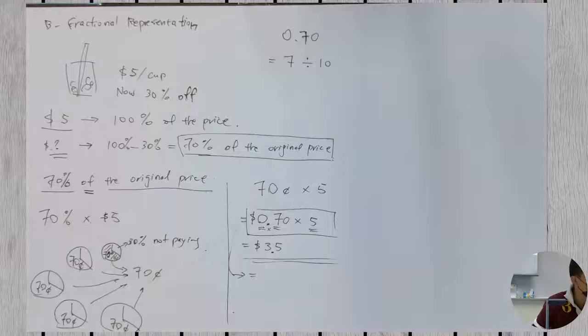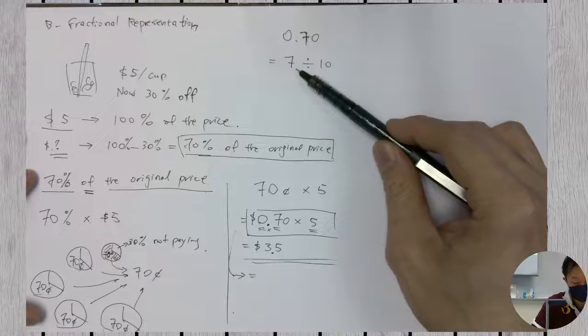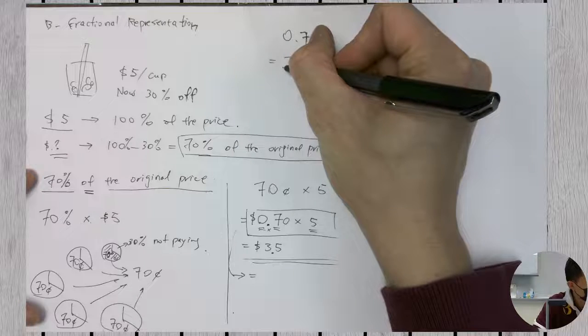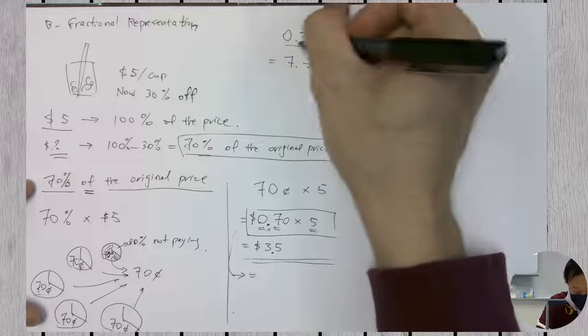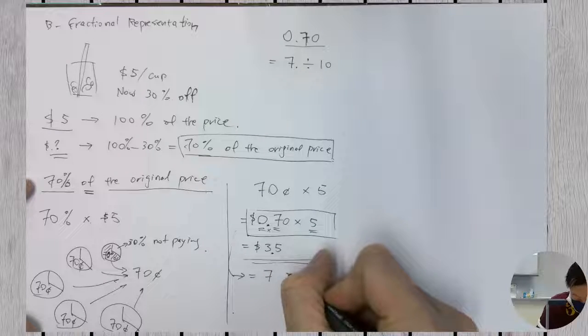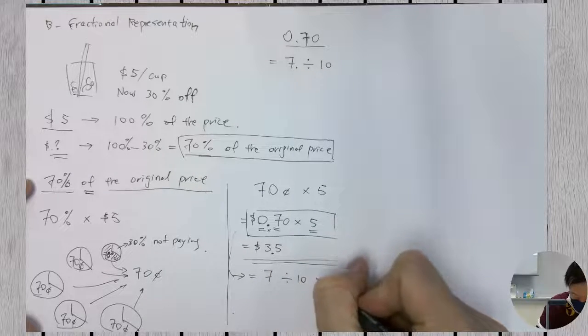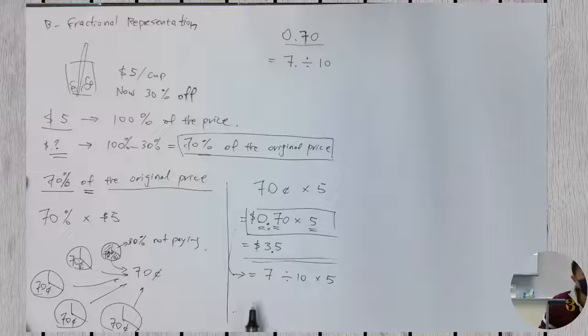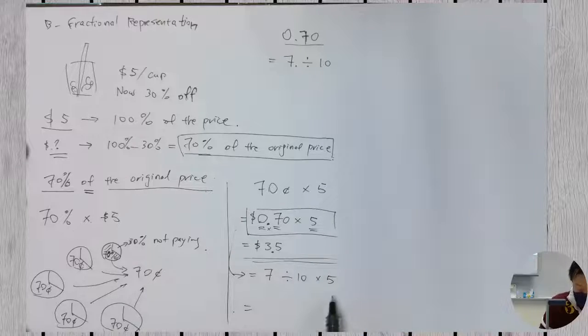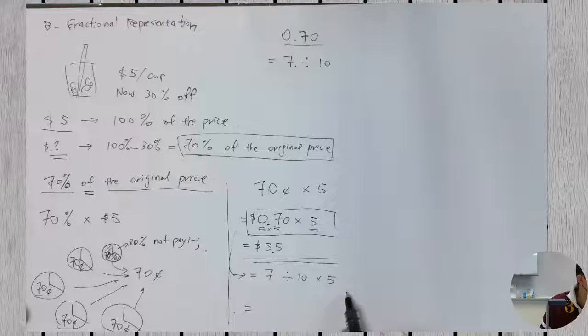Can I do that? Are you sure? What does divide by 10 do? Shift the decimal 1 to here, correct? All right, so instead of 70 cents, I can write that as 7 divided by 10 times 5. The reason why I'm doing this is I'm helping you with mental math, okay? So notice here, if you have this, I have no more decimal to deal with.